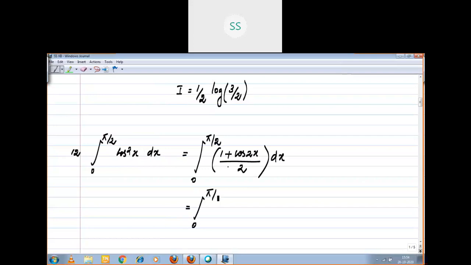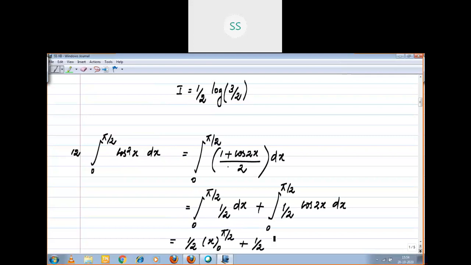That is integral 0 to pi by 2 of 1 by 2 dx. Write it as a sum of two integrals, plus integral 0 to pi by 2 of 1 by 2 into cos 2x dx. Now 1 by 2 into x, 0 to pi by 2, plus 1 by 2 into, when you integrate cos 2x, that is sin 2x, then the coefficient of x should be integrated in terms of division, that is 1 by 2, 0 to pi by 2.